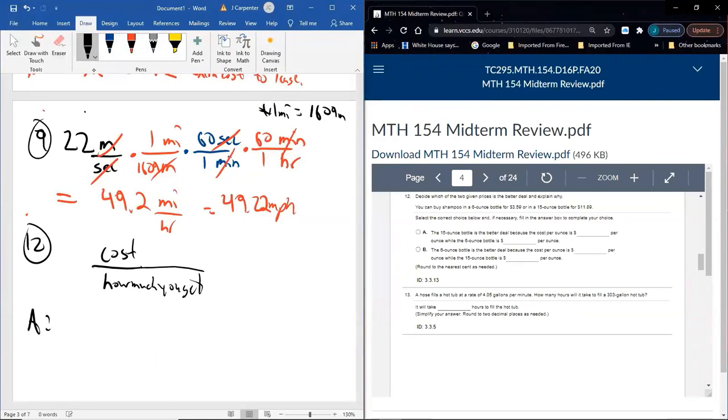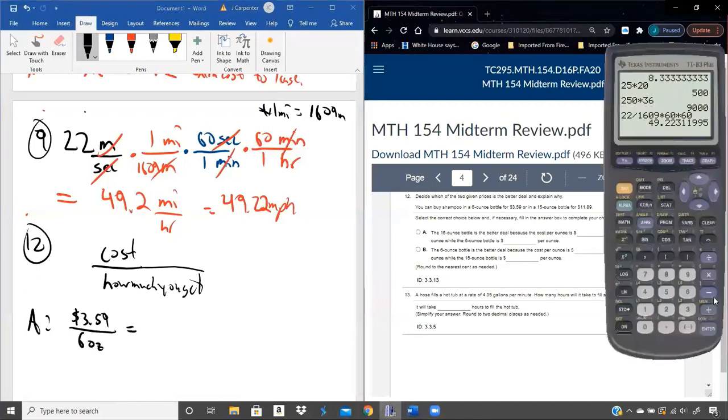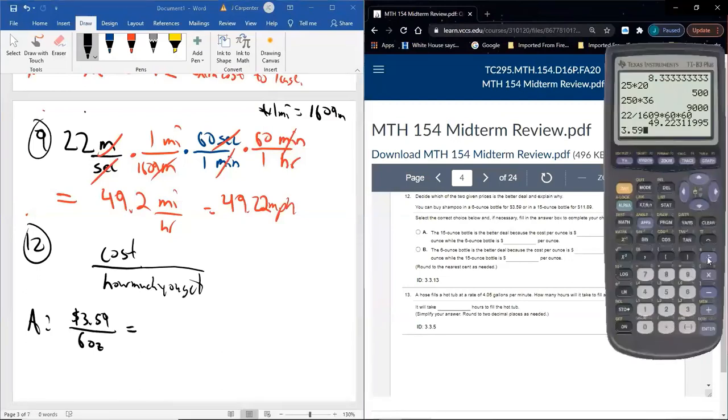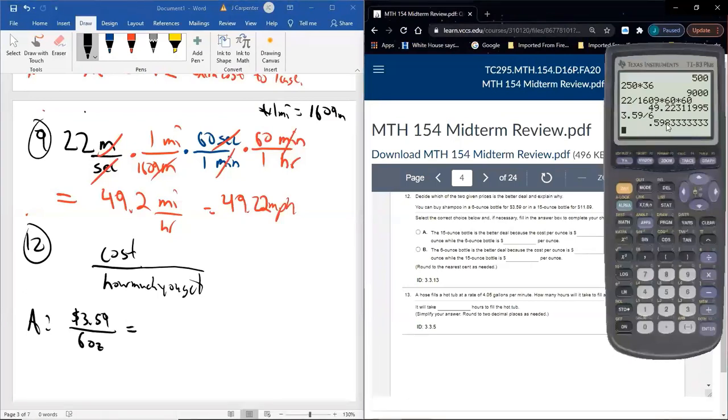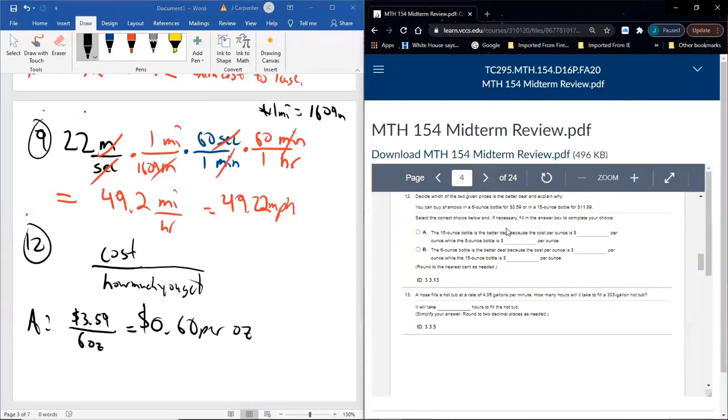So for scenario A, we've got a $3.59 cost, and that gets us 6 ounces. It might be fluid ounces, it might be ounces. I'm assuming it's ounces. They probably wouldn't measure that in fluid ounces. It is a fluid, but it doesn't matter. And that comes up to 359 divided by 6, which is 0.5983 and so on. And they say to round this to the nearest cent. So rounding to the nearest cent makes it 0.60, and that's dollars per ounce of shampoo. So you're paying 60 cents per ounce of shampoo if you buy brand A or size A.